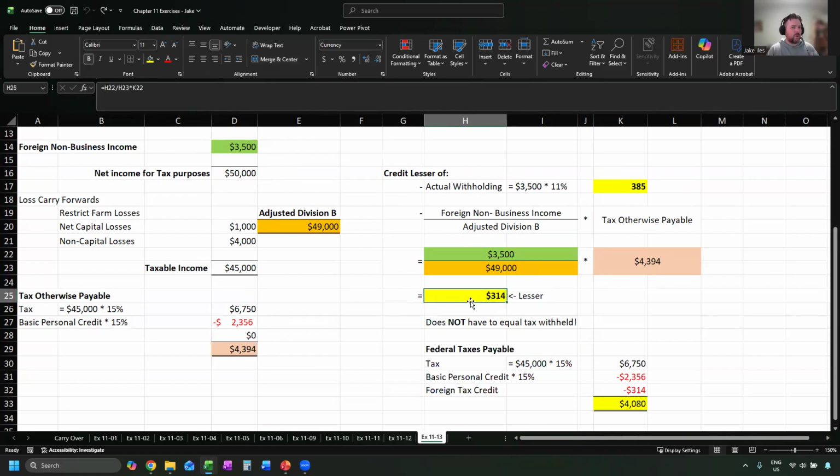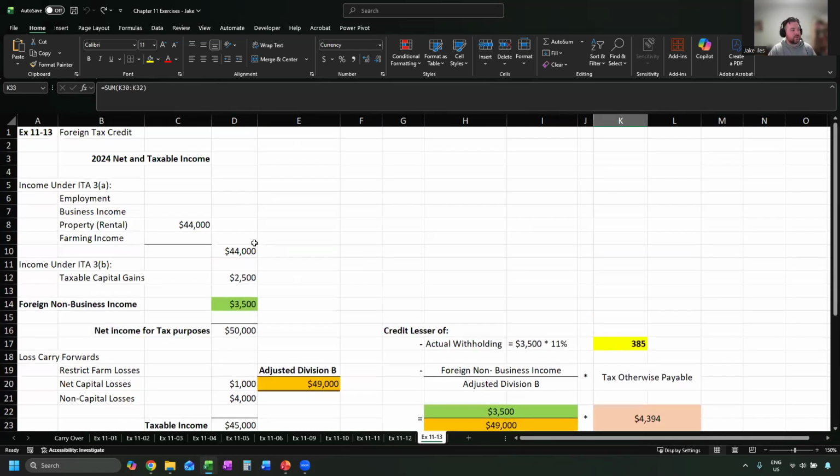So Canada would have only taxed that income 314, but we paid the foreign country 385. So Canada's not going to give us the credit for 385 because they never would have gotten the 385. They would have gotten the 314. So this does not have an equal tax withheld. So our federal taxes payable is our 6,750 we already calculated. Those basic credits we included, plus we get a foreign tax credit of that 314. So our tax payable is going to be $4,080.